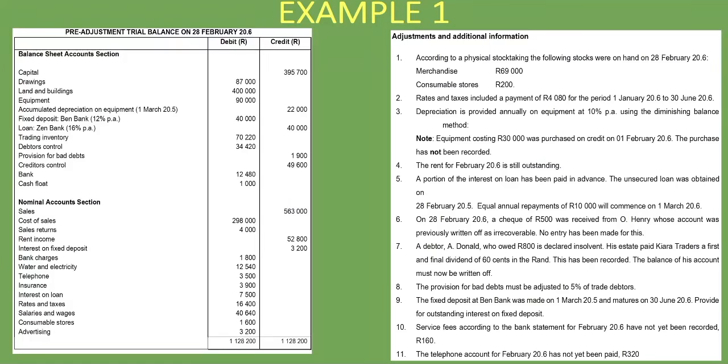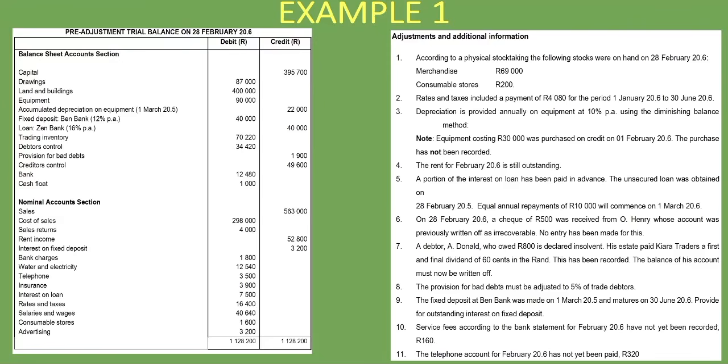Number 7, a debtor, Donald, who owed 800 Rand, is declared insolvent. His estate paid Kiara Traders a first and final dividend of 60 cents in the Rand. This has been recorded. The balance of his account must now be written off. A scenario like this is common, where they say that a debtor is now declared insolvent, but his estate paid a first and final dividend of 60 cents in the Rand. This has been recorded. The part where he paid the money to the company has been recorded, as we are told, so we're not going to do anything about that. But we're told that the balance of his account must now be written off.